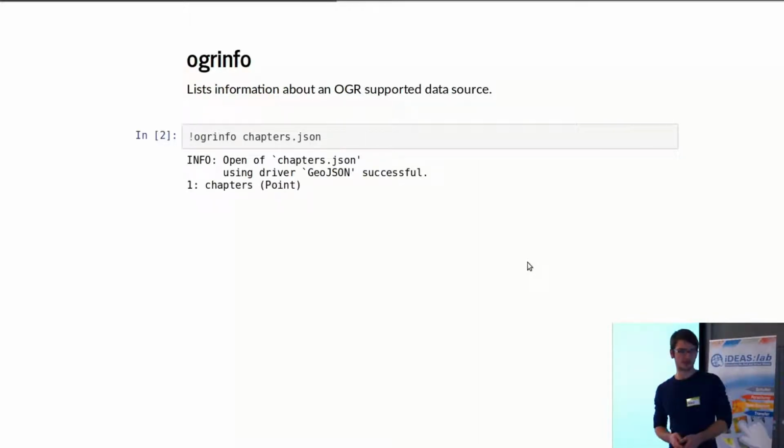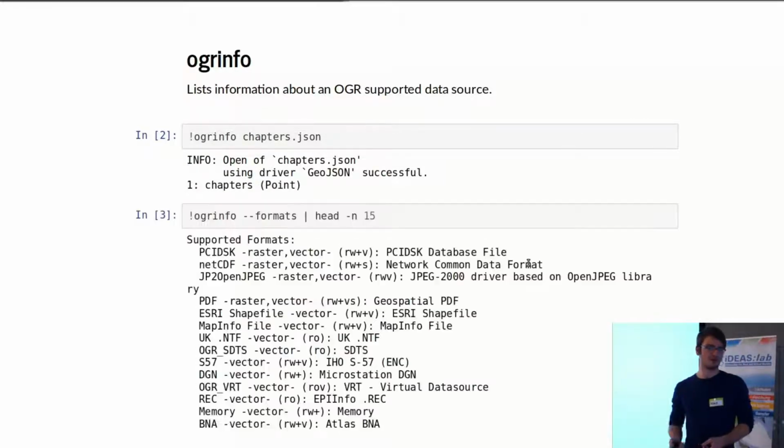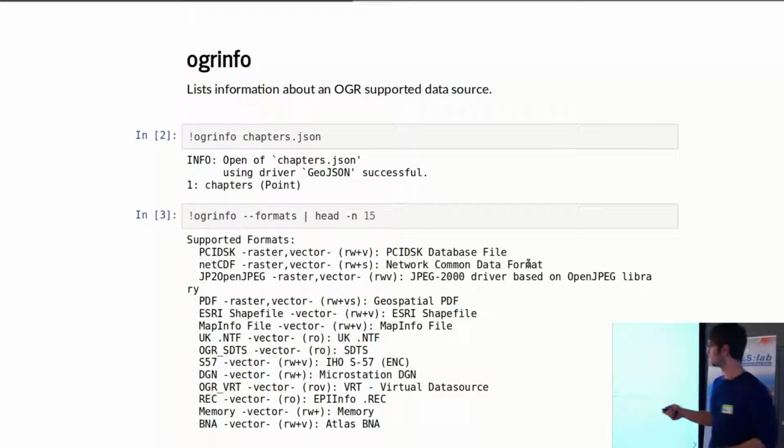If you run ogrinfo, you get this little information. If you want to see the different formats that are there, you can do that with the formats option. Just a quick note, the exclamation mark is only used for Jupyter, so you can execute bash code in Jupyter.